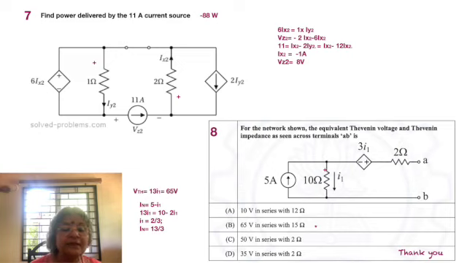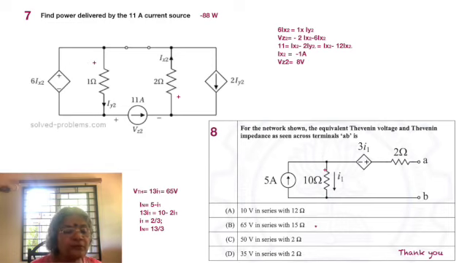When you replace it, you can easily calculate ix2 as equal to minus 1 amp. Once that is done, you just need to fill in the equation for Vz2 with the ix2 value. Vz2 is equal to minus 2 ix2 minus 6 ix2, or minus 8 ix2, and with ix2 equal to minus 1, we see that Vz2 is equal to 8 volts.